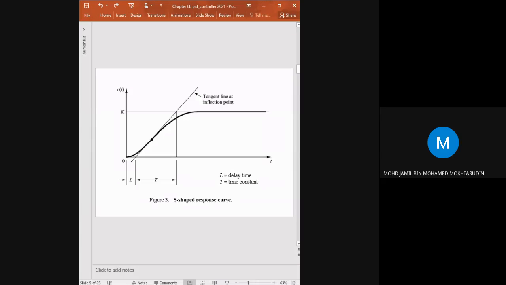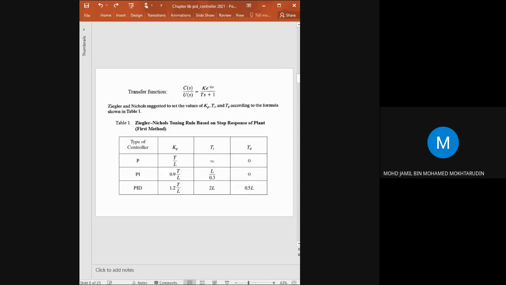And the time constant, what you need to do to get the time constant is you need to draw a tangent line on the S curve, and then the intersection between the line and the steady state value, and 0 here is the time constant, okay? So from the value L and T, you can determine the transfer function. So this transfer function is from the graph, okay?